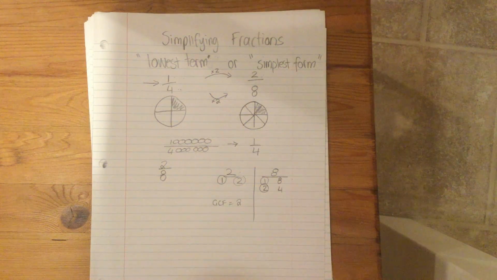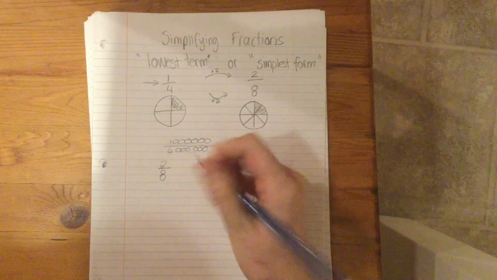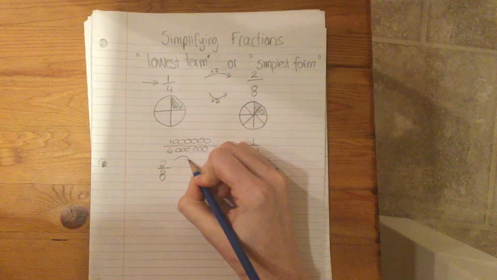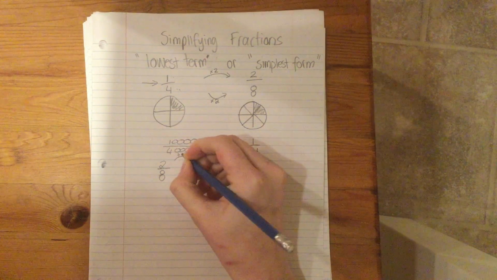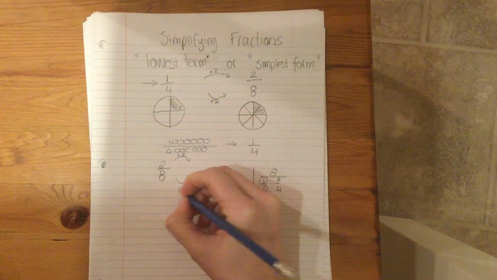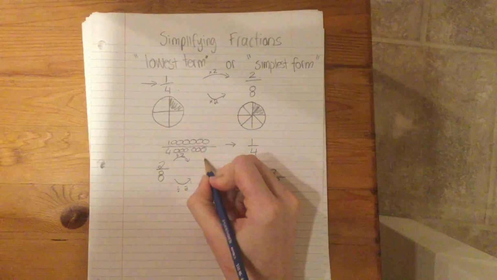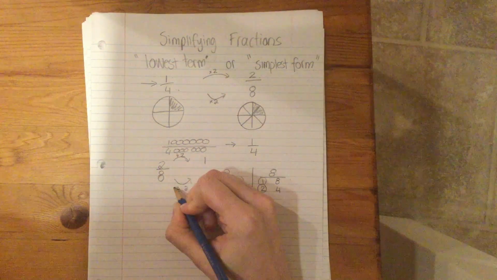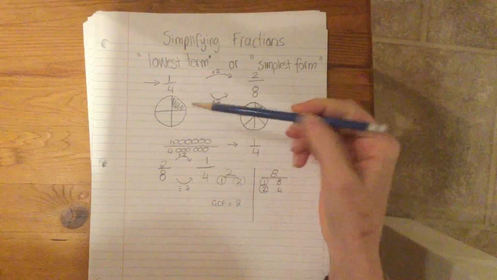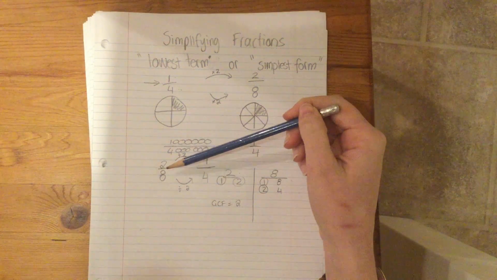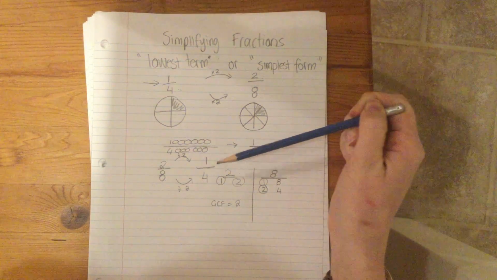is 2. So that means now that I know the greatest common factor of 2 and 8, I can take both my numerator and my denominator and divide them by my greatest common factor, which is 2. So 2 divided by 2 gives me 1, and 8 divided by 2 gives me 4. So that means that I have now simplified 2/8 into its lowest possible term, 1/4.